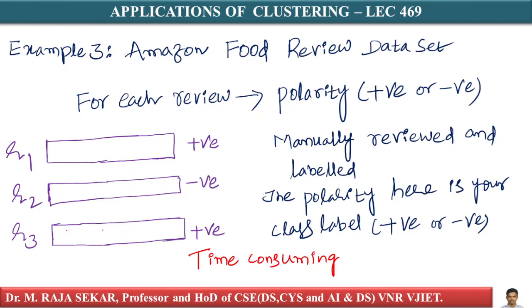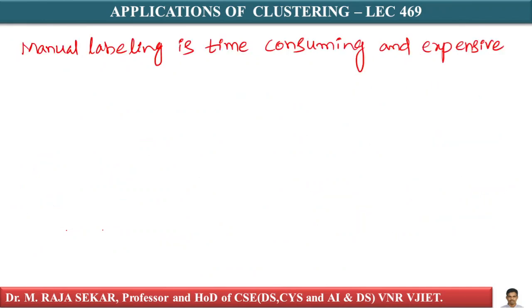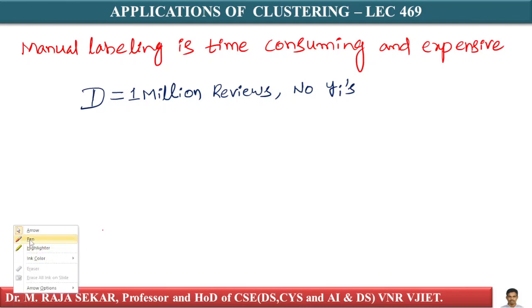So for tasks like this, where manual labeling is time consuming and expensive, clustering can be applied. So imagine I have 1 million reviews. I don't have class labels. I don't have the yi's here. For this data, I have my xi's. I have only data points, no labels.